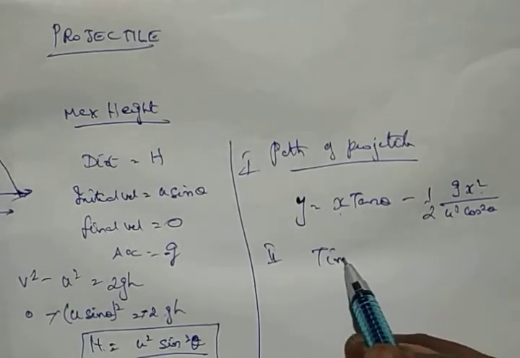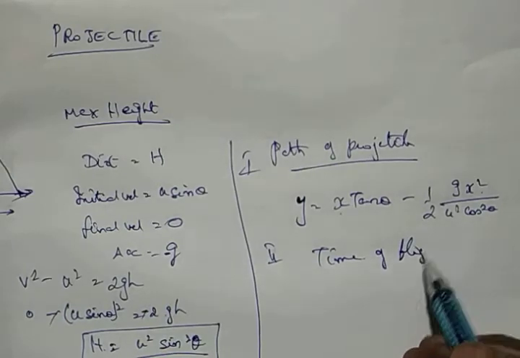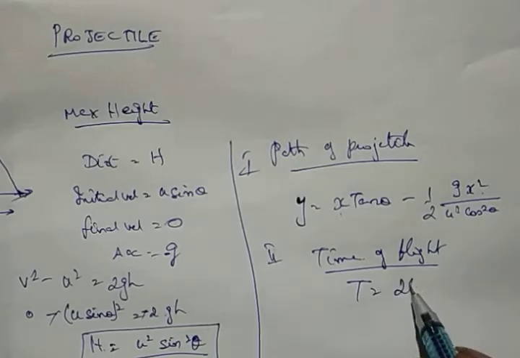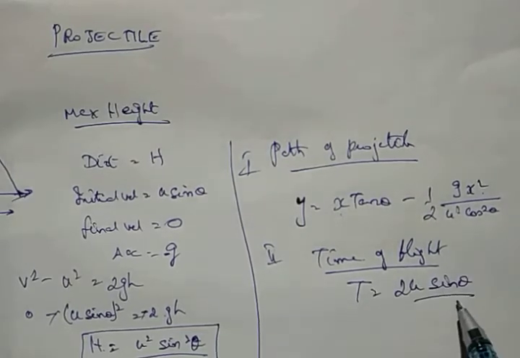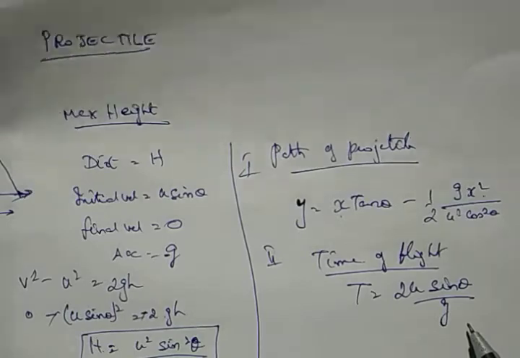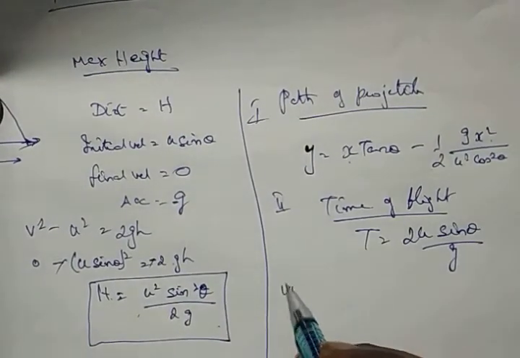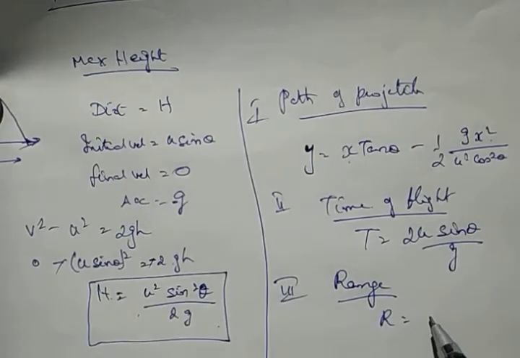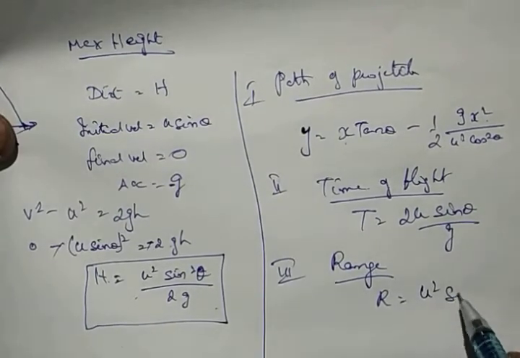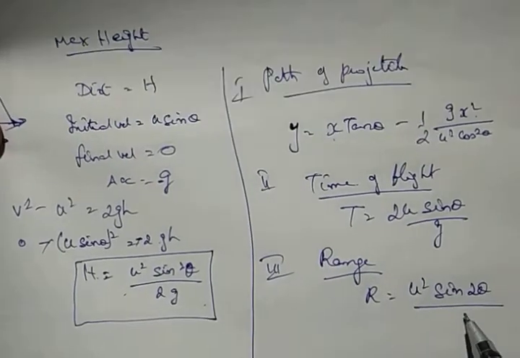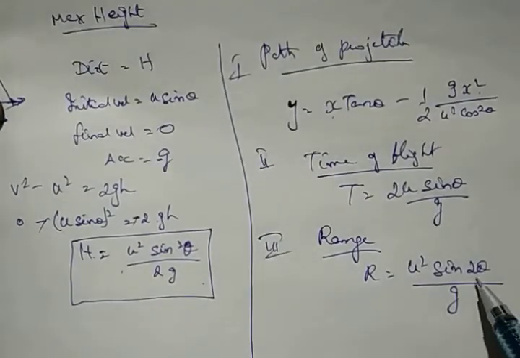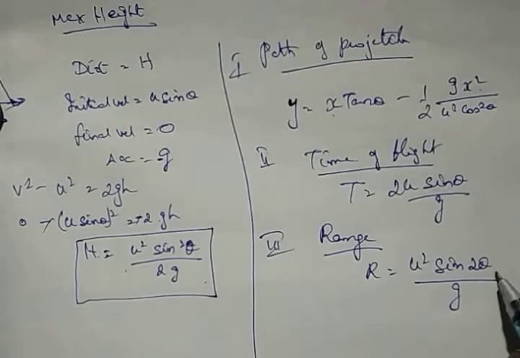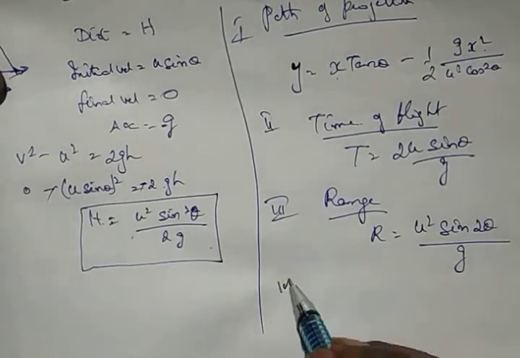Second one is time of flight. So we saw capital T is equal to 2u sin theta upon g. So that's what the time of flight is. Third one is range. Capital R is equal to u square sin 2 theta upon g. Here it is sin 2 theta. That means 2 times sin theta cos theta will be the expansion here. And the next one is height.